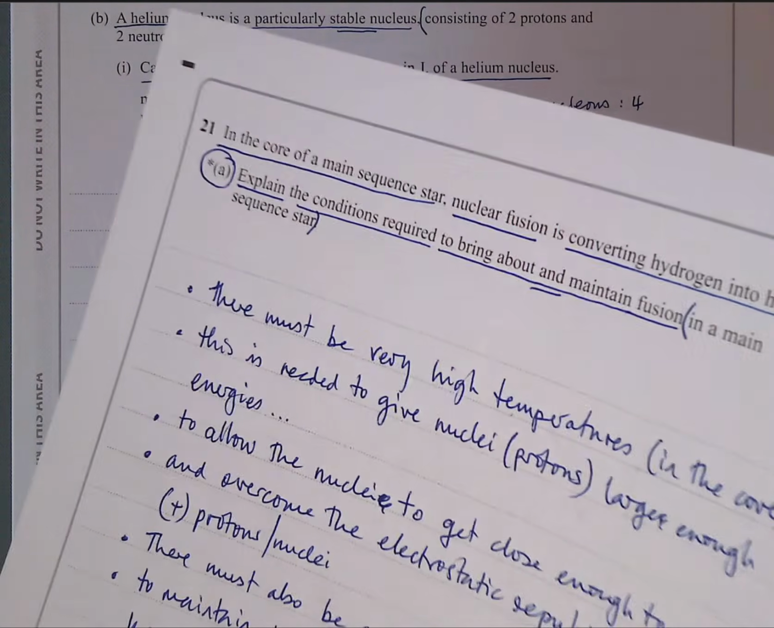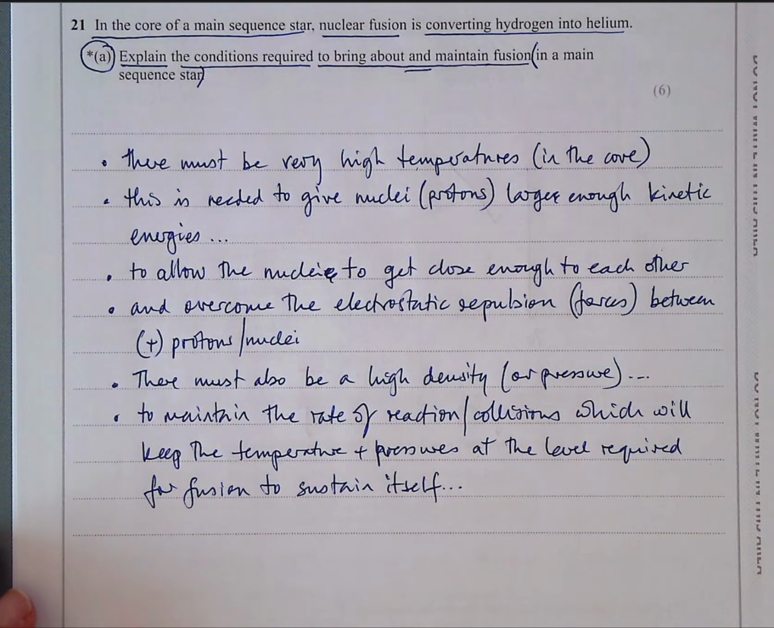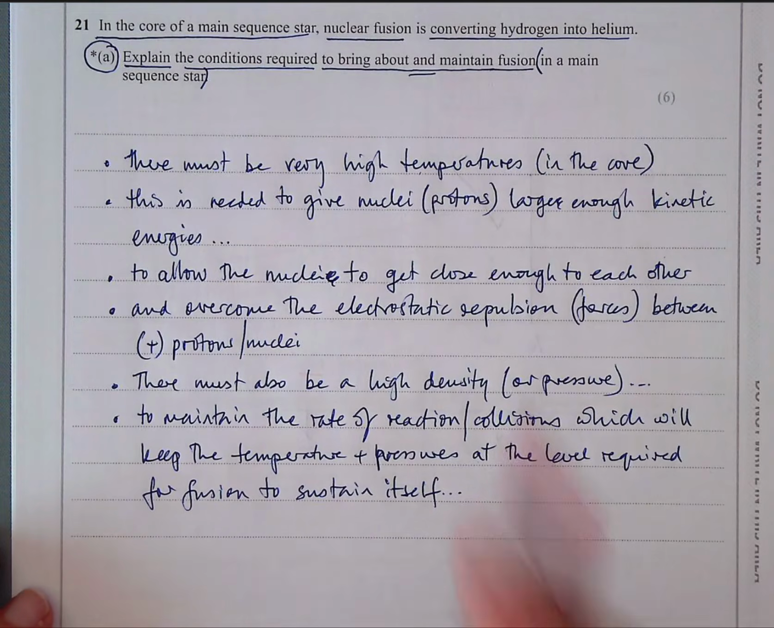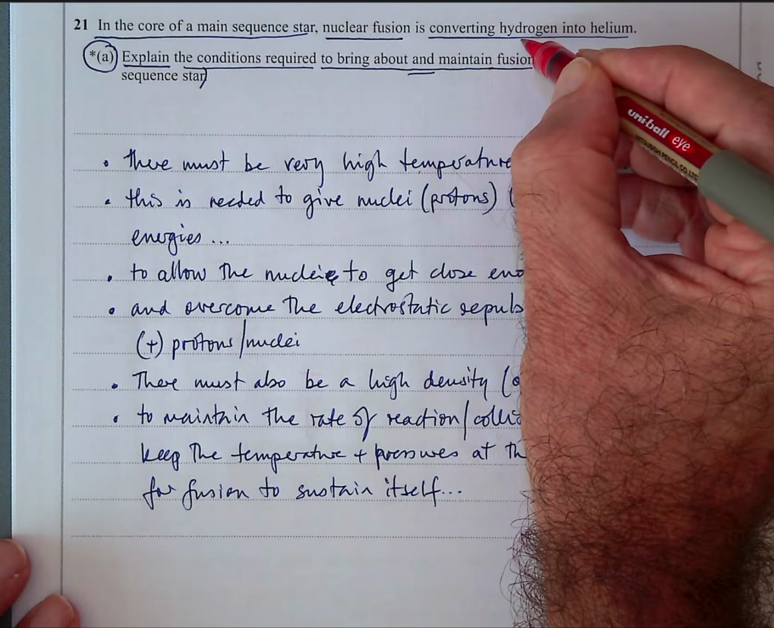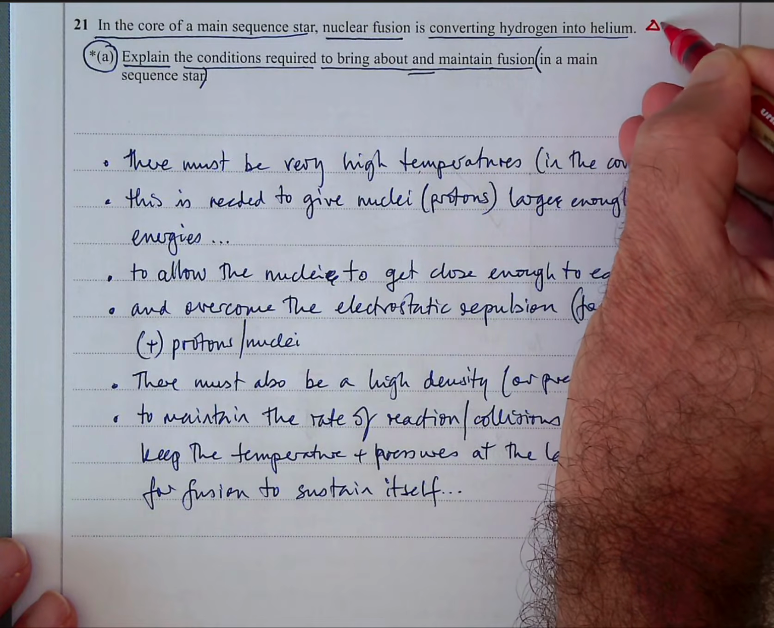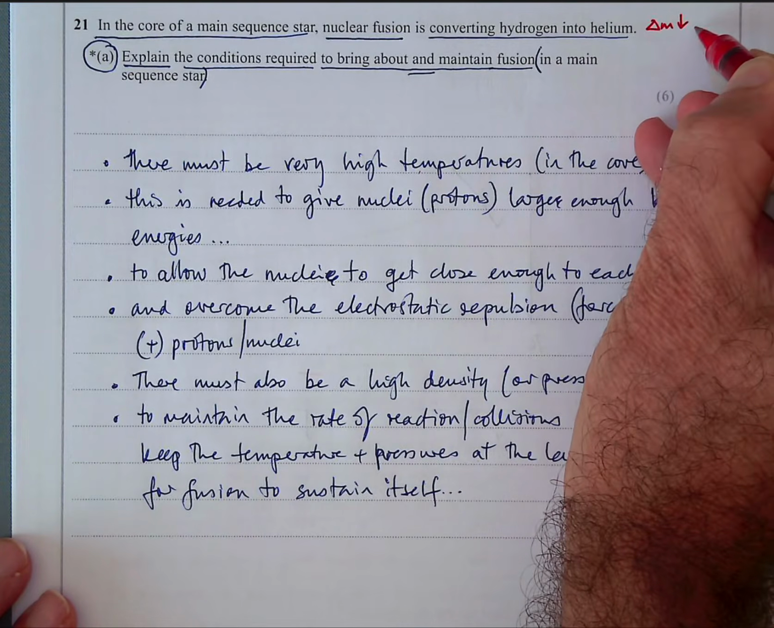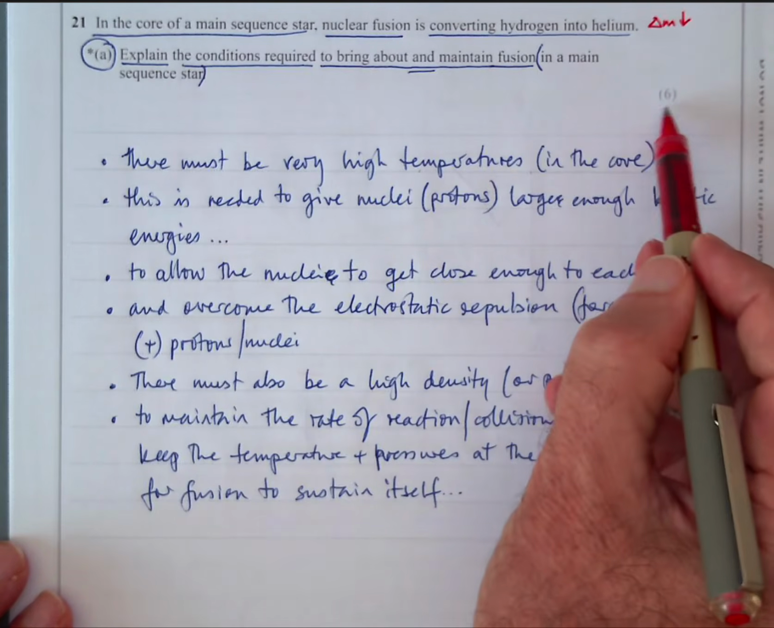That's question 20. So we're on the last question, question 21. In the core of a main sequence star, so back to astrophysics, nuclear fusion is converting hydrogen into helium. So again, that's producing something more stable: delta M decreases, and you're creating energy. Explain the conditions, however. It's the 6 marker.